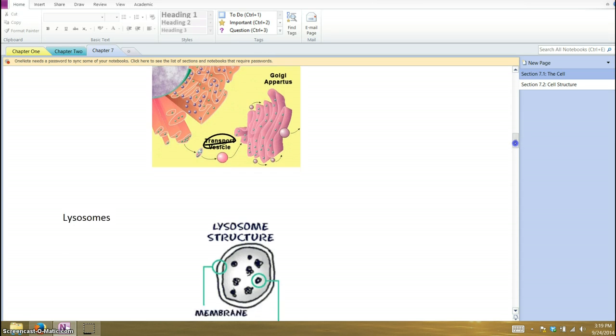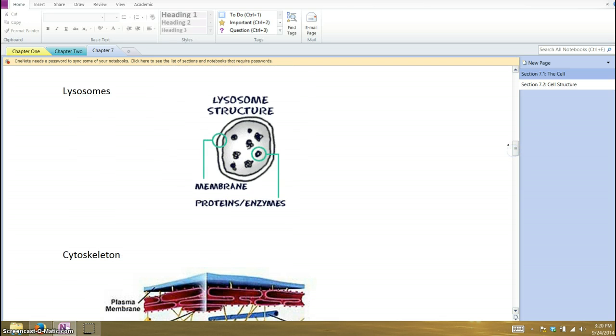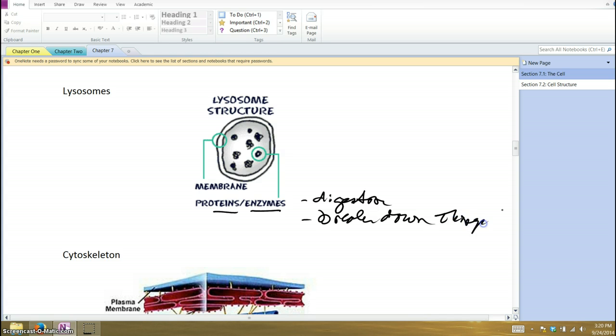But there's a particular kind of vesicle known as a lysosome, and it has a membrane, but it has particular proteins in it that act as enzymes, and in particular, they're often involved with digestion, or basically breaking down things. So lysosomes are used to break things down inside the cell.